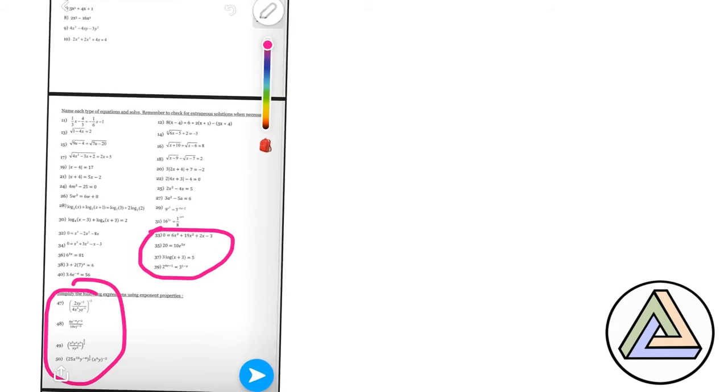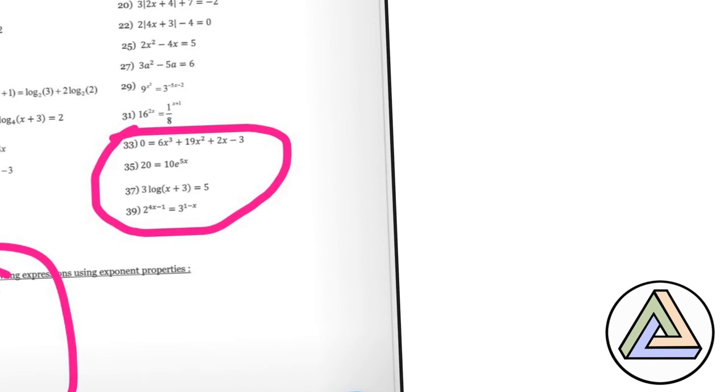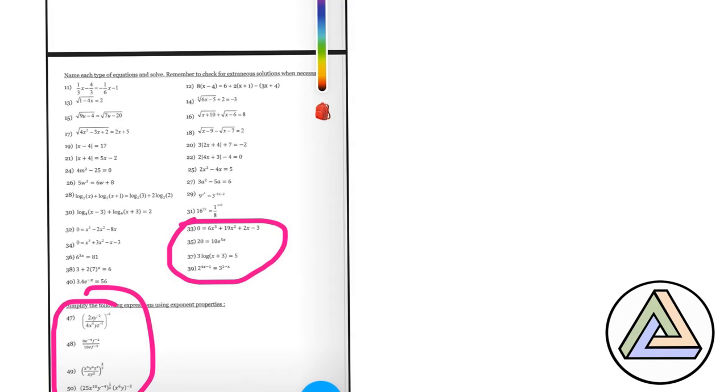All right, next page. What do we got? Well, let's start with 33, I guess, right? And let's make sure we are following the directions. Name each type of equation and solve. Remember to check for extraneous solutions when necessary. Right. Okay.